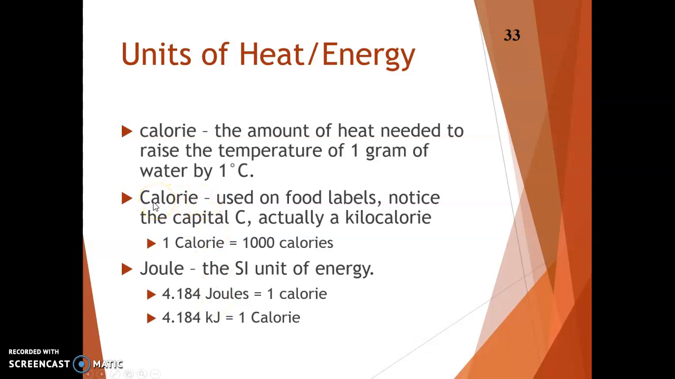Big C calories are actually kilocalories. So a big C calorie equals 1,000 regular calories. And the big C calories are the ones that you see on food labels. So 1 big C calorie is equal to 4,184 joules, or 4.184 kilojoules. So food calories are actually quite a bit of energy.